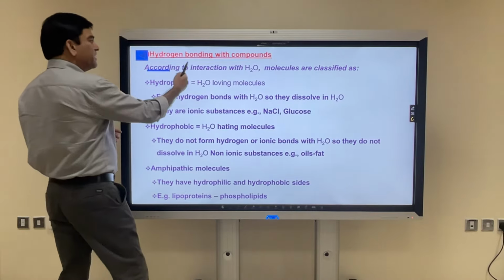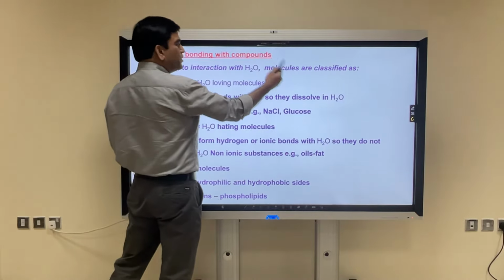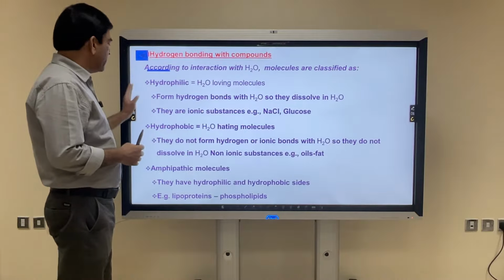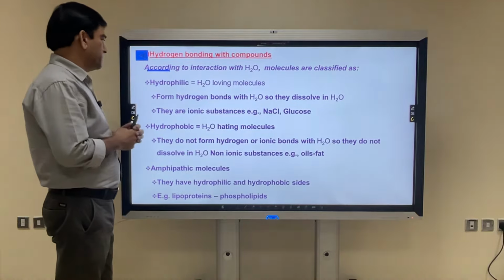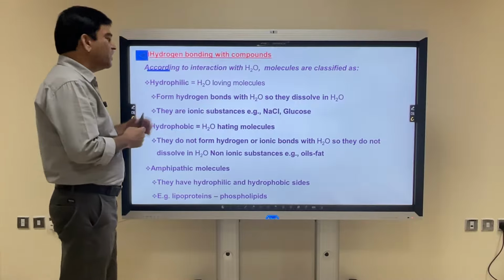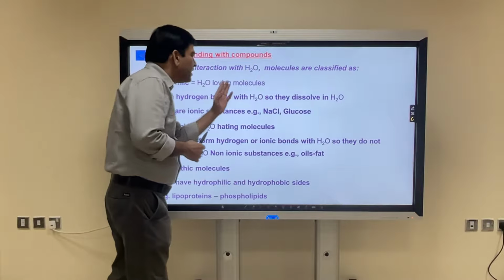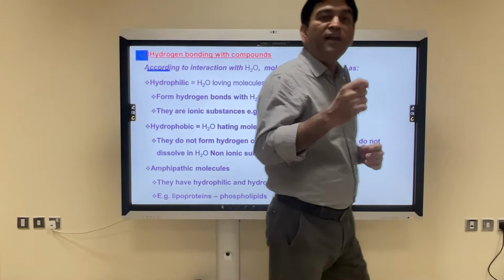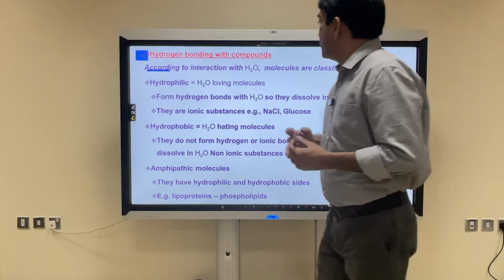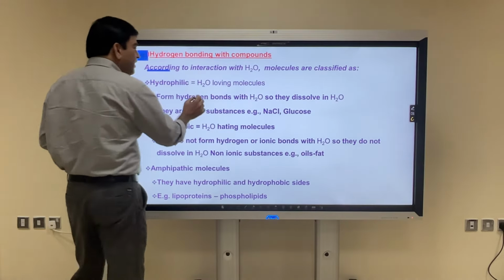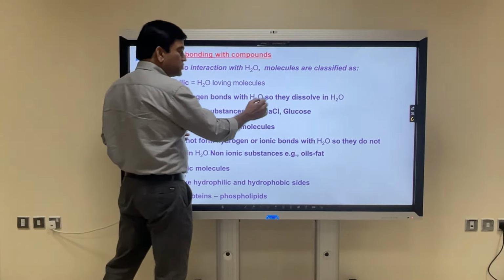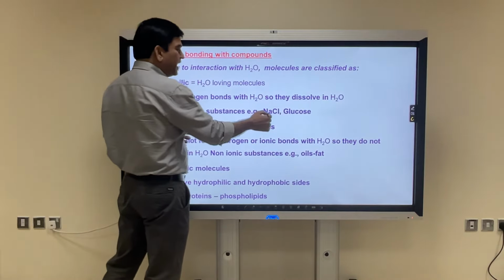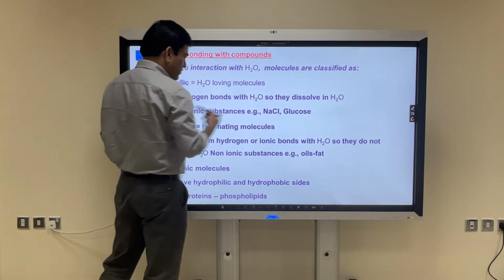Now, according to the interaction with water, molecules are classified into three categories. The first one is hydrophilic, then hydrophobic, then amphipathic. What do you understand by hydrophilic? They are water-loving molecules. These form hydrogen bonds with water, so they can dissolve in water. They are ionic or polar substances, for example NaCl or sodium chloride, or glucose.